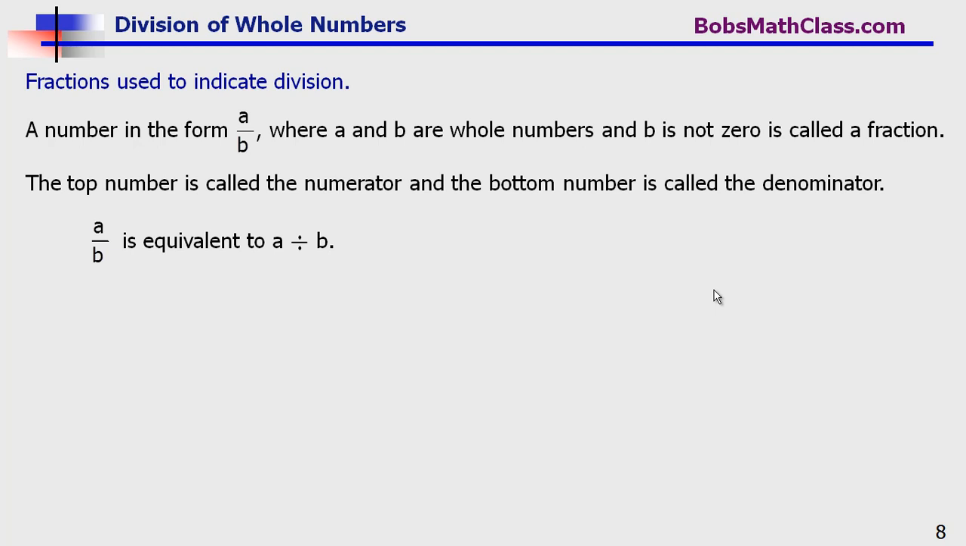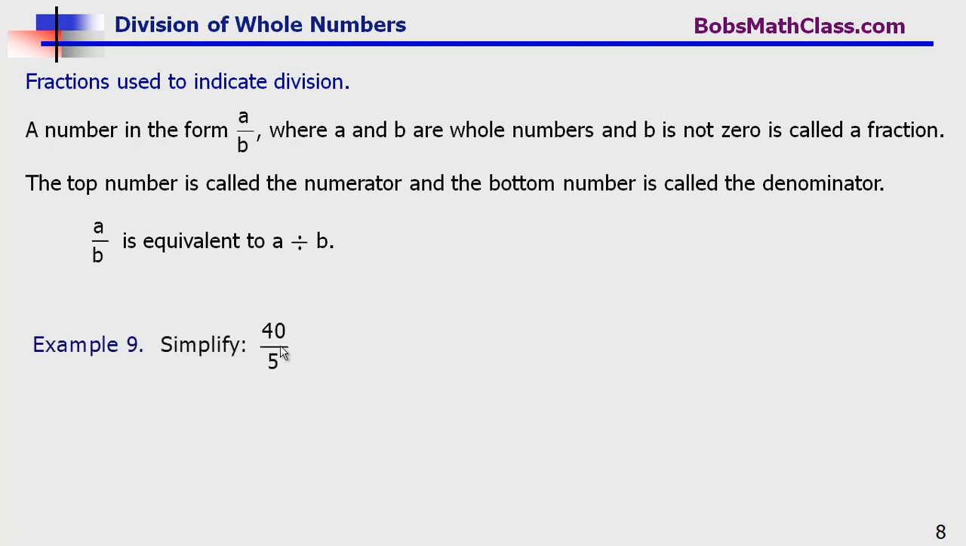Fractions are also used to indicate division. We're not doing a section on fractions here, but we're going to introduce it a little bit because they have the same meaning as division. A number in the form of a over b, where a and b are whole numbers, and b is not 0. So we're saying that the bottom number is not 0. And that's called a fraction. The top number is called the numerator, and the bottom number is called the denominator. So when we have this in fraction form, a over b, it's equivalent to a divided by b.